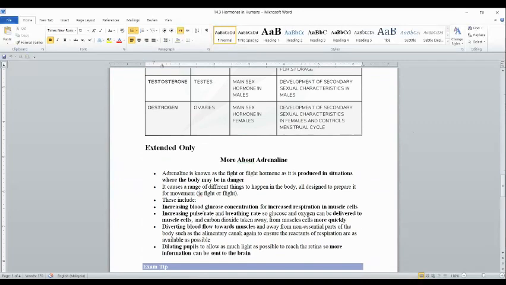The breathing rate increases, so more oxygen will be delivered to the red blood cells, and from there also to your muscle cells. And at the same time, carbon dioxide will be moved away because it is produced during respiration. So the toxic waste product should be moved away from the blood. It goes to the lungs, and from there it is excreted.